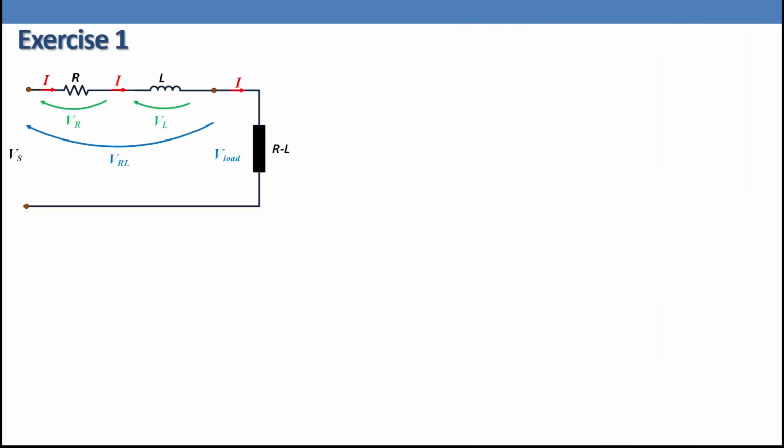Rather than having one load, we are going to have an RL load in series with another RL load. This RL load has a voltage across it called V load, and the current going through it is current I. This means the current I lags V load by angle phi. We need to add the voltage across RL to find V supply.